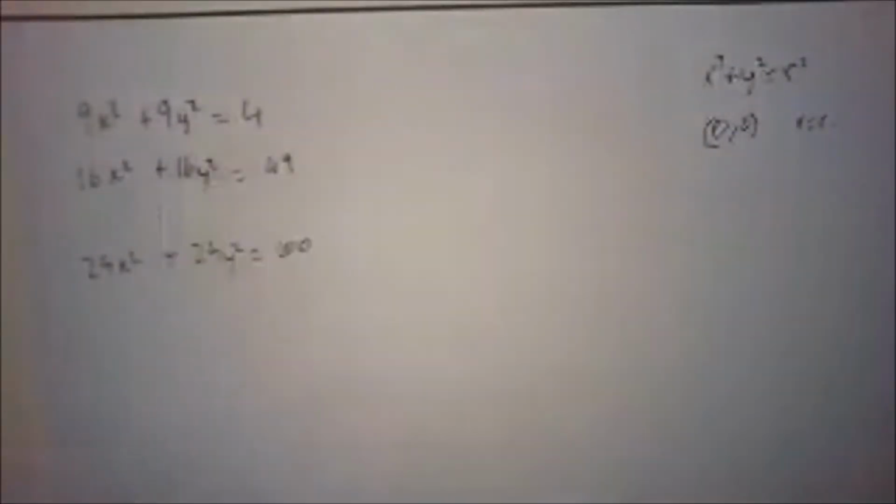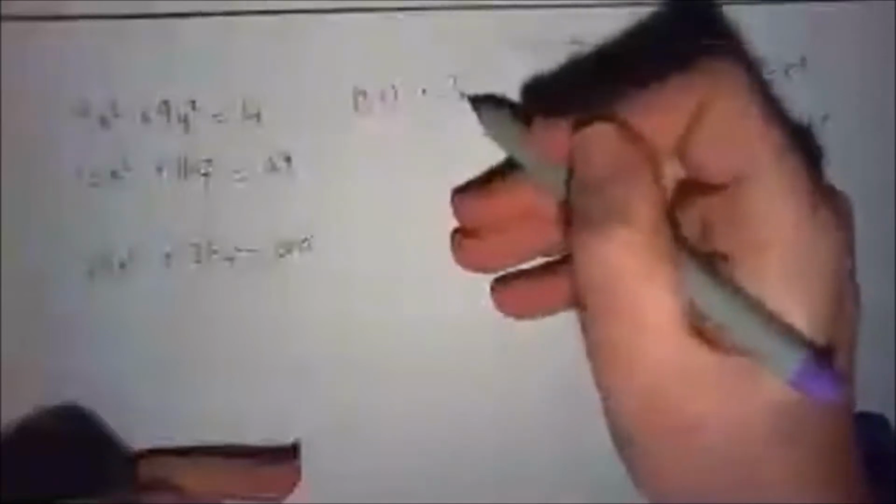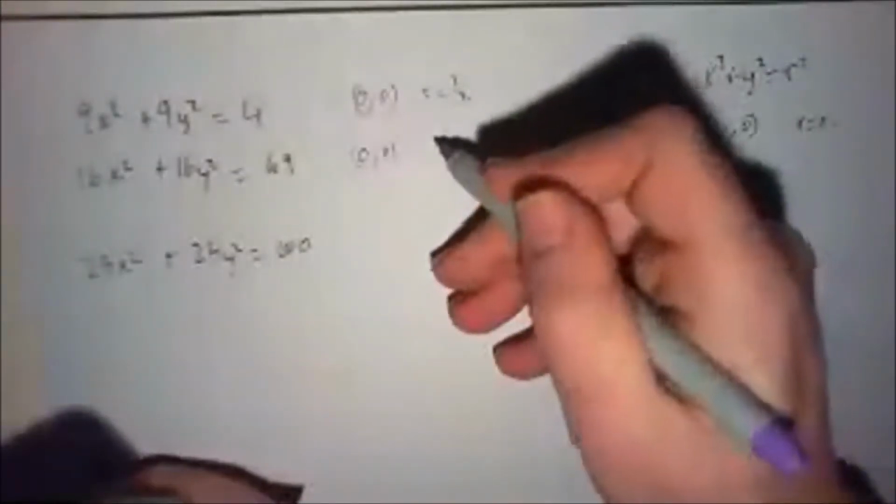And we're back. Okay, so hope you got them right. So center is going to be 0, 0. And the radius is going to be, well, if I cross multiply by 9, I'll get 4 over 9, and the square root of 4 over 9 is 2 over 3. Okay, similarly here, center is 0, 0. If we divide across by 16, I get 49 over 16. The square root of 49 over 16 is 7 over 4.